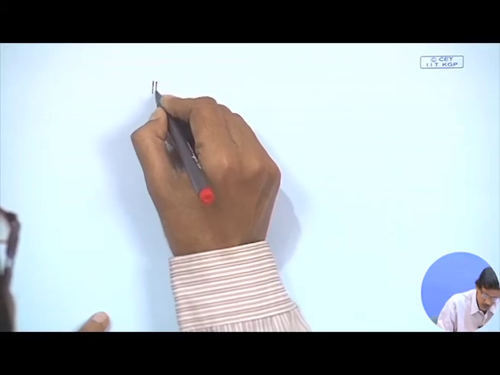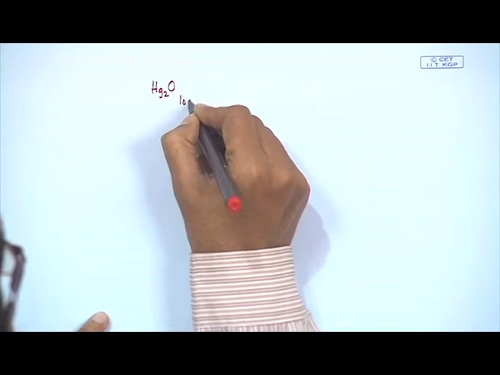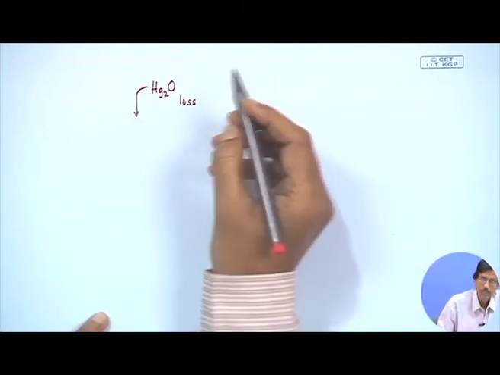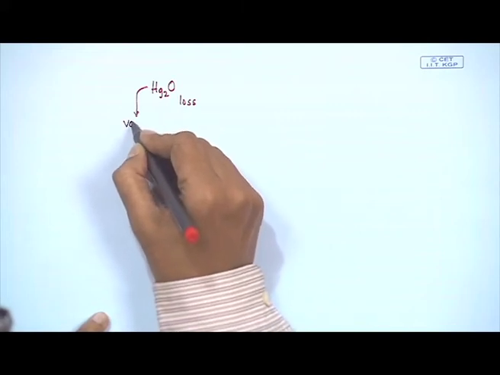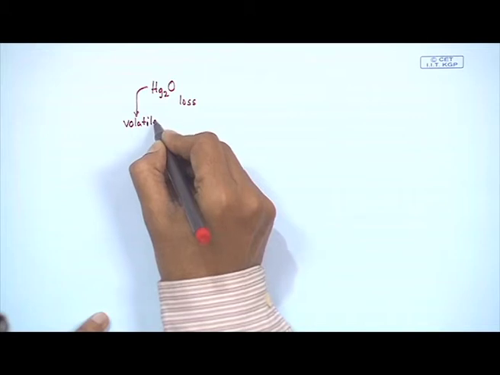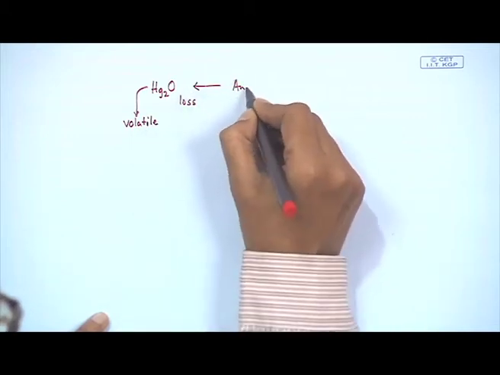So, we can monitor the Hg2O loss, and one important thing we should remember is the typical knowledge that this sample is volatile and comes out from your analyte or the sample.